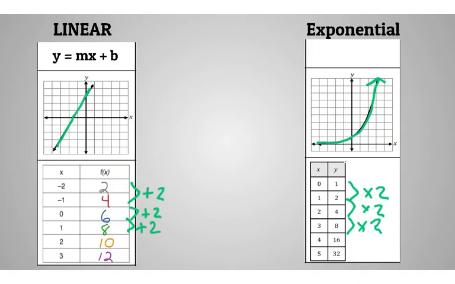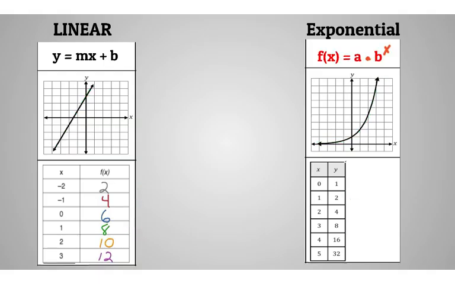So I want to compare the equations for a linear and an exponential line. For a linear, we know it as y equals mx plus b, but for exponential, it's going to look like f of x equals a times b to the x power. Now it's important that we take a closer look at the equation for an exponential function and discuss each part thoroughly. First up is the f of x.